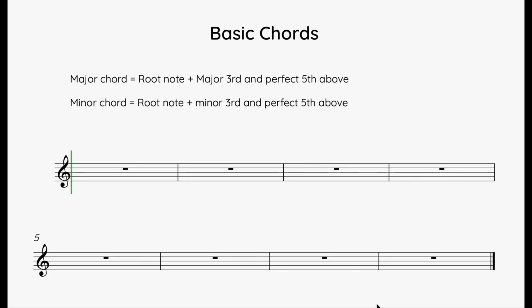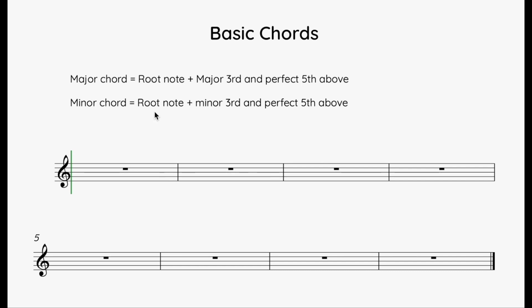Today we're going to learn how to write basic major and minor chords. Sometimes we refer to chords as triads. That's because they contain 3 notes. So a triad consists of a root note, that's the note that we build the chord from, and then for a major chord we add a major third above and a perfect fifth above.